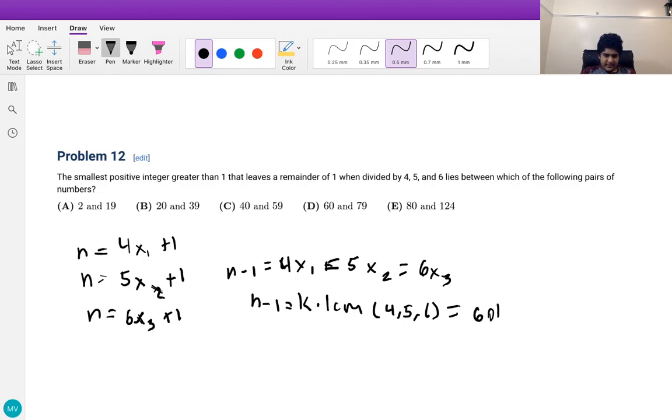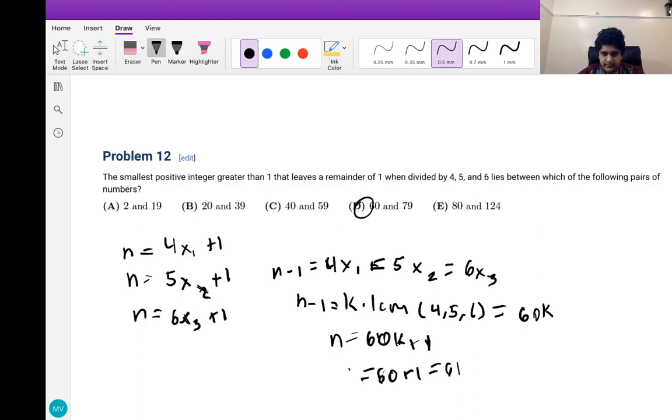Thus, n is equal to 60k plus 1. Meaning that the smallest positive integer greater than 1 occurs when k equals 1, or n is just equal to 60 plus 1, or 61. 61 is between 60 and 79. So our answer is choice D, and we are done.